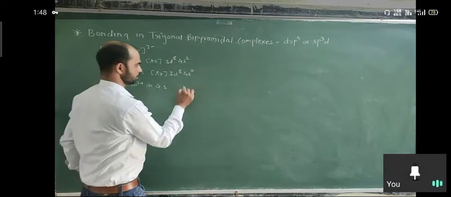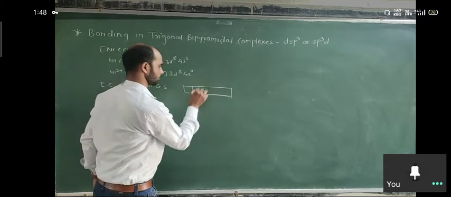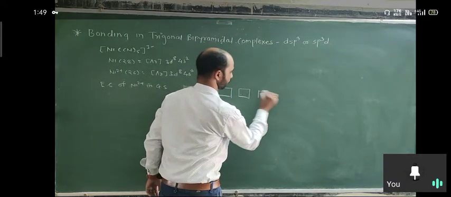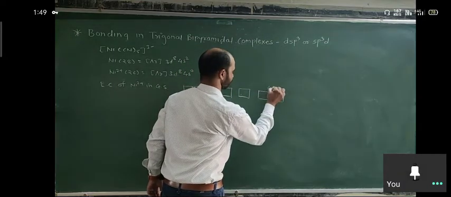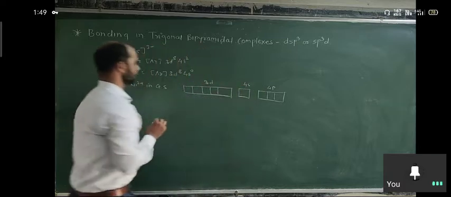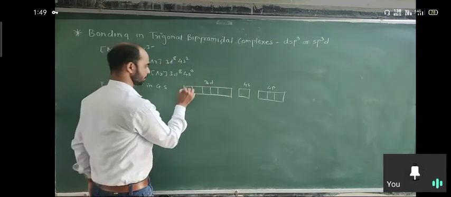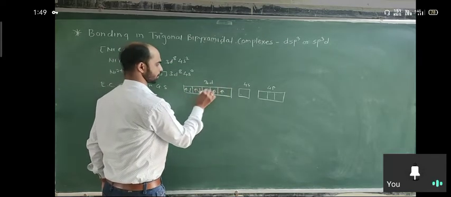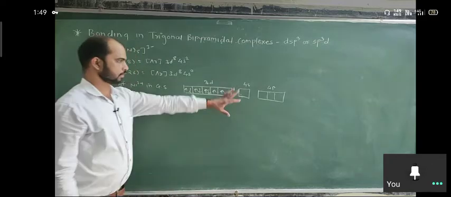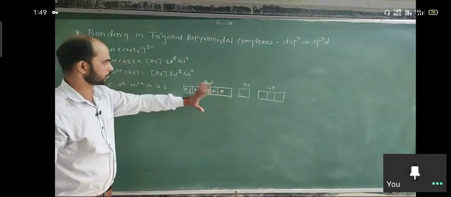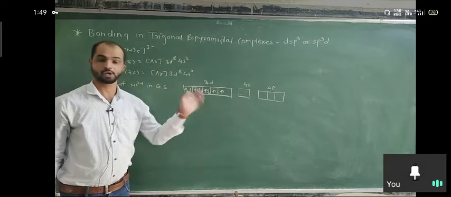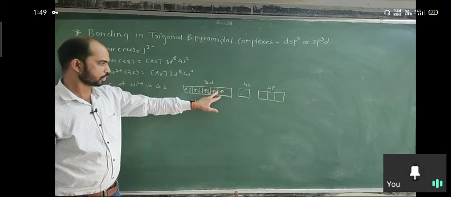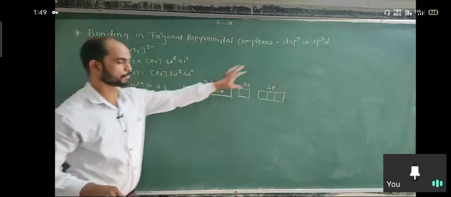So draw the 3d first, then 4s, then 4p. So how many electrons in d? 8 electrons in d: 1, 2, 3, 4, 5, 6, 7, 8. Okay, so look here. Is the inner d available or not, by promotion or by pairing? There are two unpaired electrons, so pairing is possible, not a promotion of electrons.